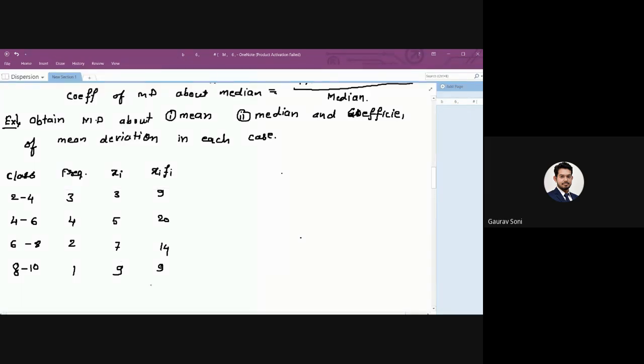52, sir. 52. So x bar is equal to summation xi fi upon summation fi. Summation fi is 10. So that is x bar is 5.2.